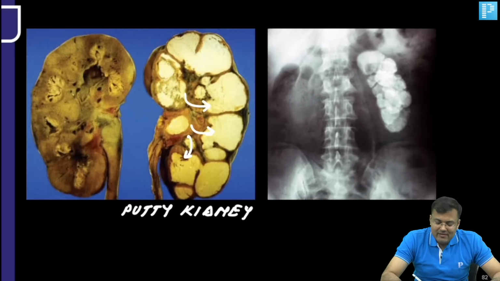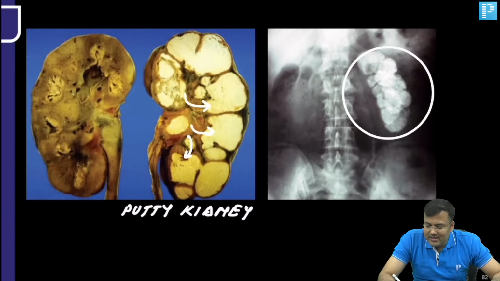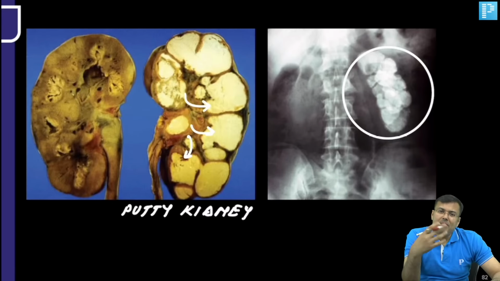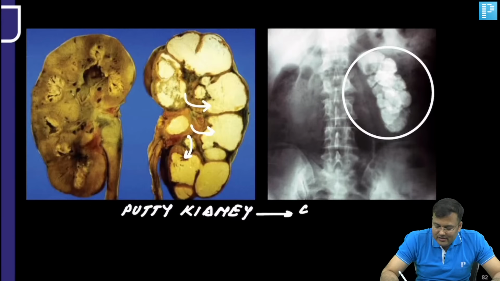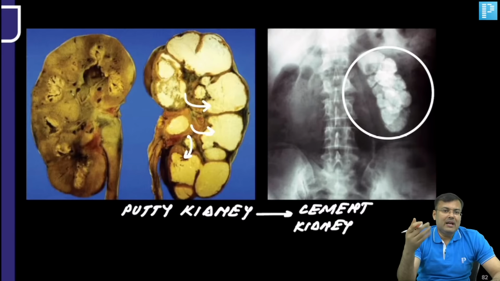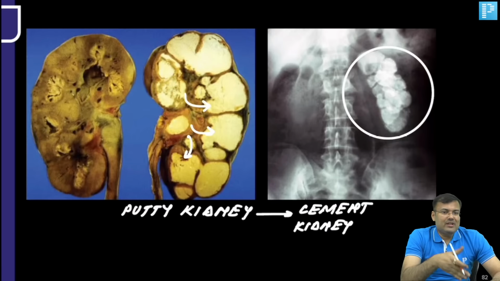Putty kidney, and whenever it is calcified, this calcified kidney is known as cement kidney. So, putty kidney, when it is calcified, it is known as cement kidney. Remember, putty kidney, cement kidney. Whenever you see this ad, you will remember. Whenever the kidney is calcified, its function is gone, and when the function is gone, this is known as autonephrectomy.